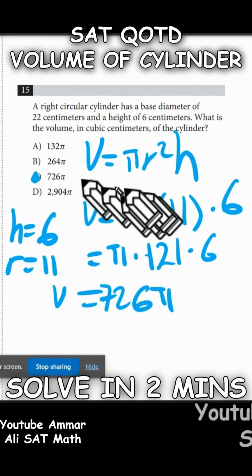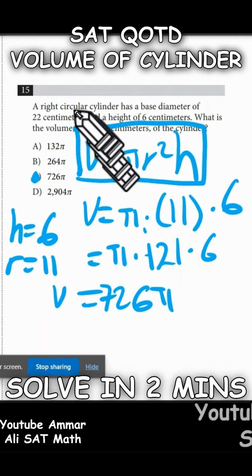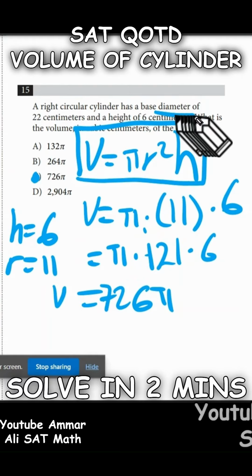Pretty straightforward. You literally are given this equation at the beginning of this section. Only tricky part here was they gave us the diameter, so you have to remember the diameter is equal to 2 times the radius of our circle, all right? So that's kind of where they're trying to get you.